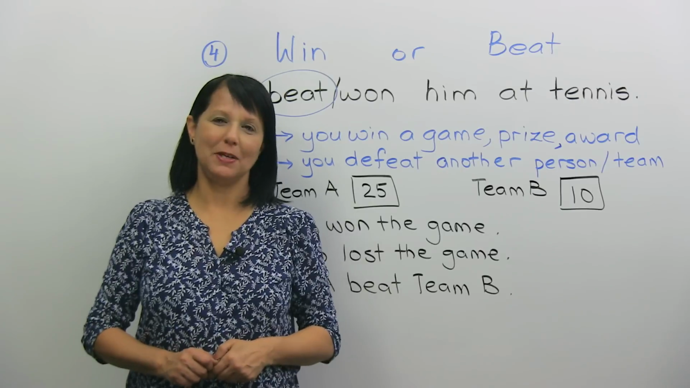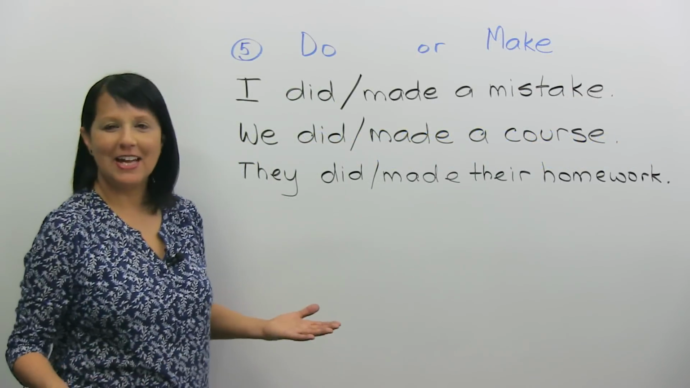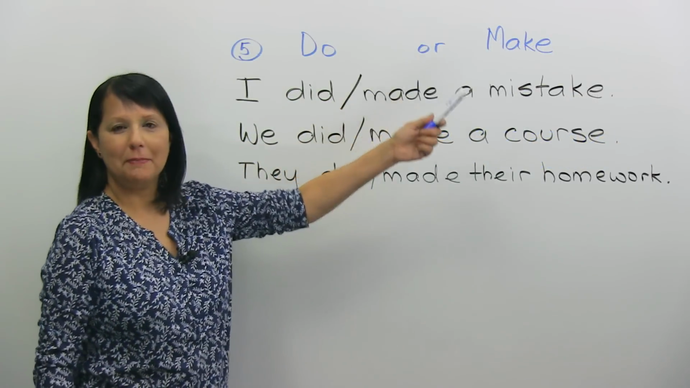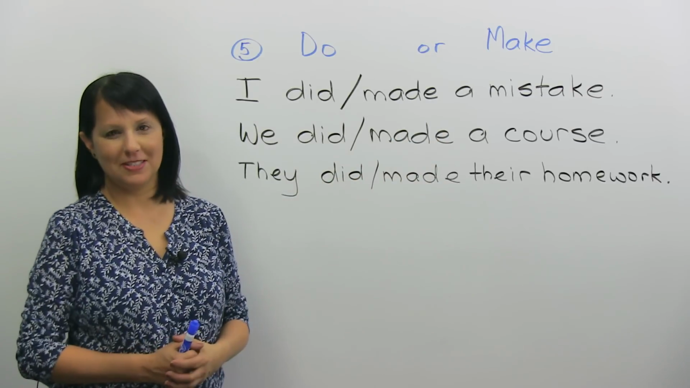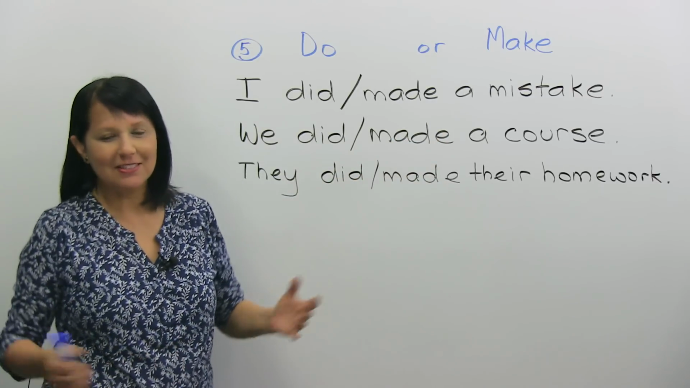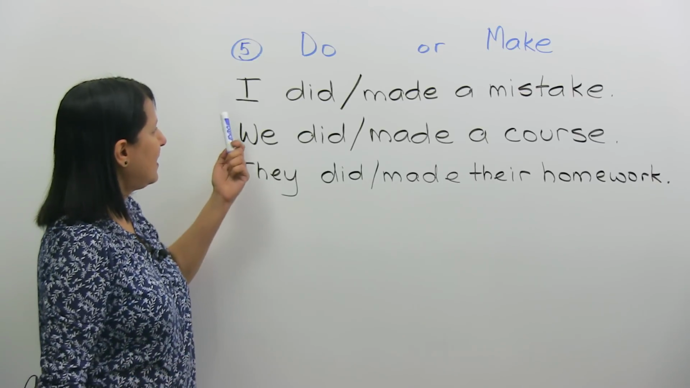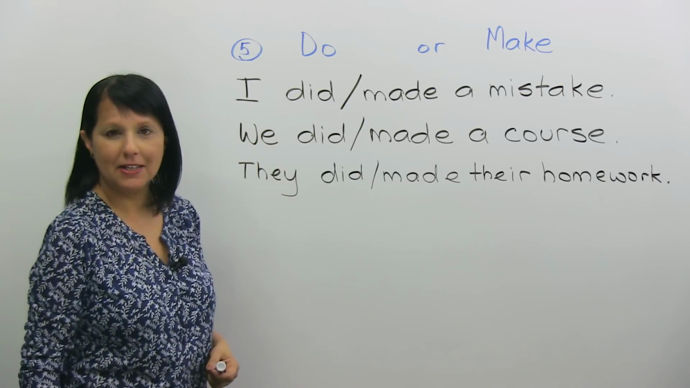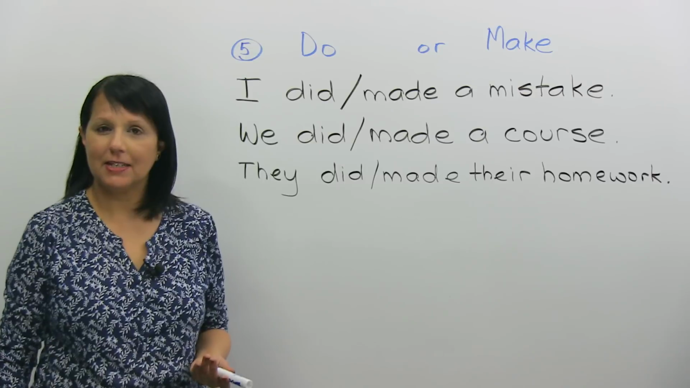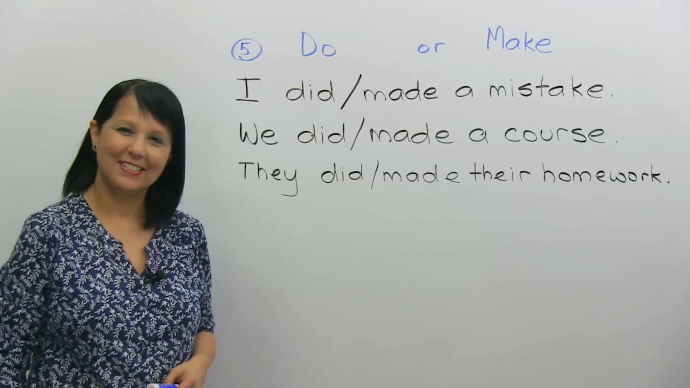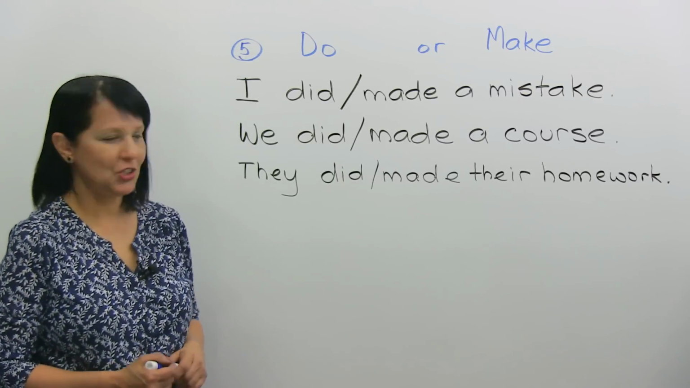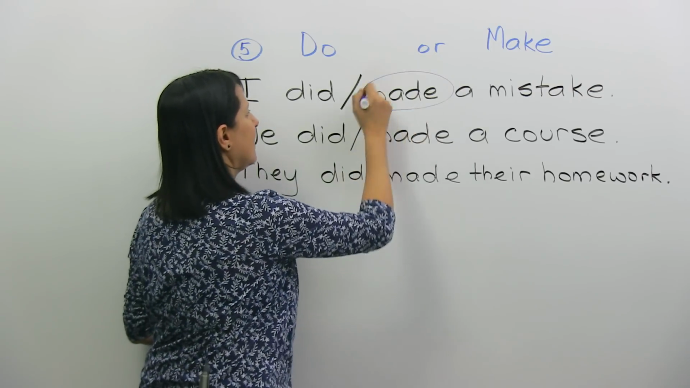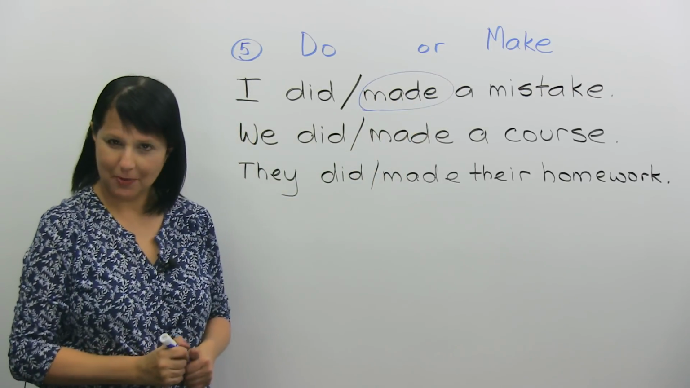Let's look at the last pair of words. So last, do or make. This is always a little bit confusing, but let's try, okay? Number one, I did a mistake or I made a mistake. What do you think? Well, it should be, I made a mistake, okay?